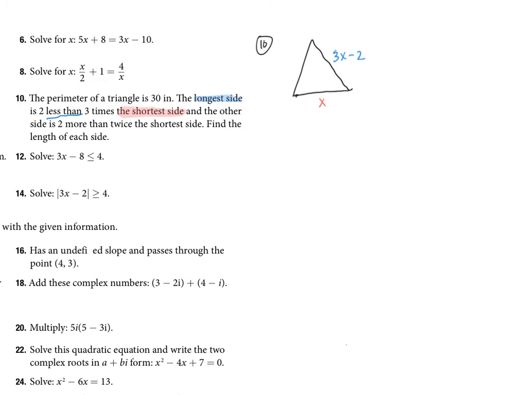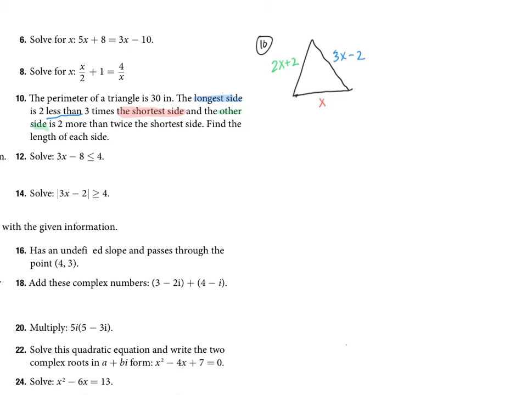And the other side is 2 more than twice the shortest side. Okay, so the other side is 2 more than twice the shortest side. So it's referencing the shortest side again. 2 more than twice the shortest side. So twice the shortest side plus 2 more. So that's how I represent each of the sides.